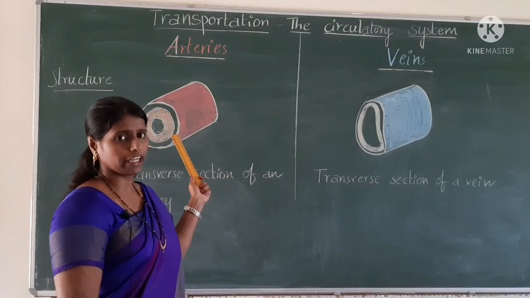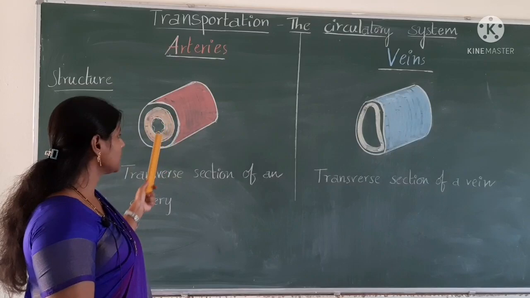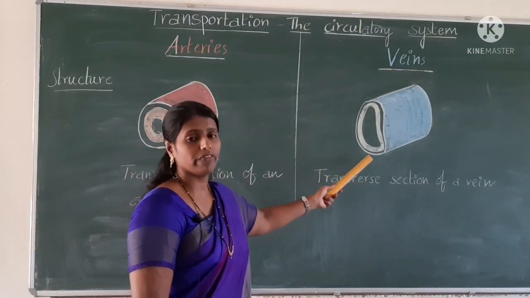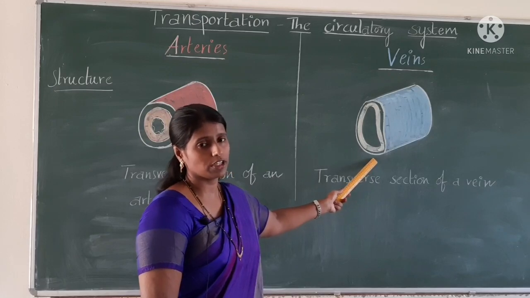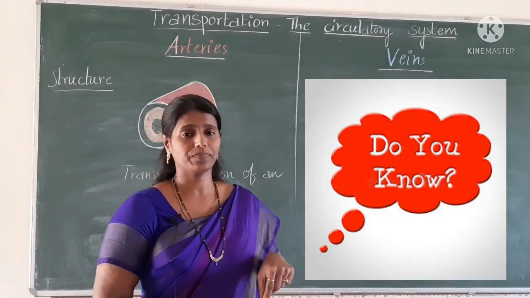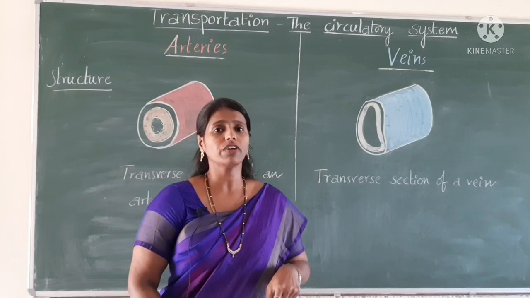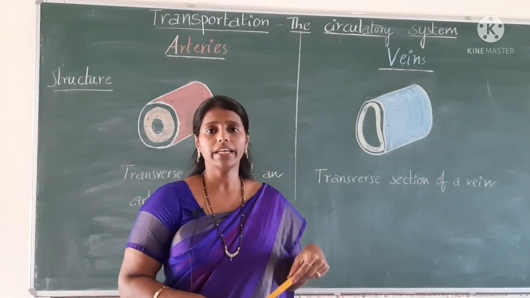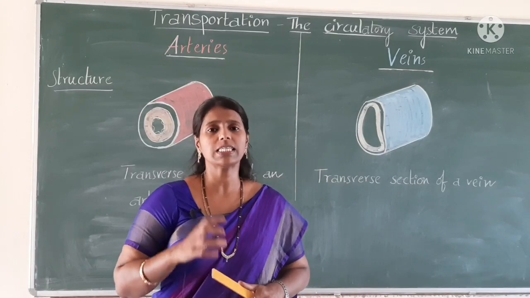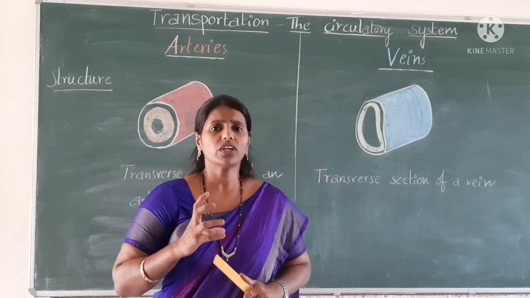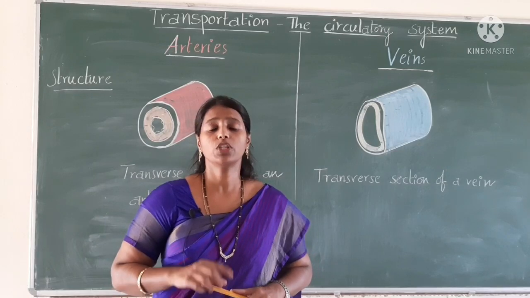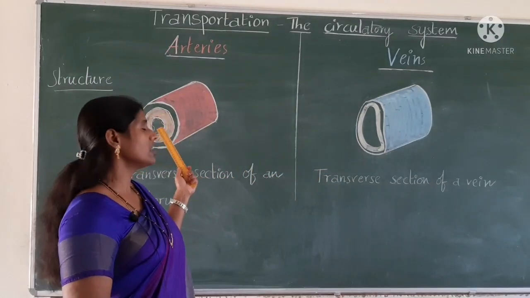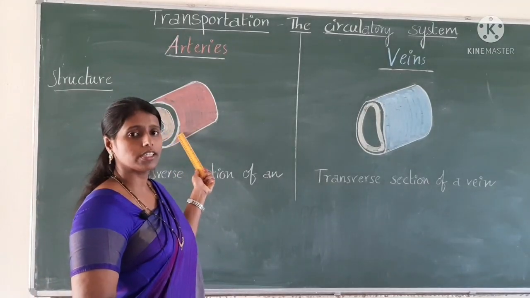Observe the structure carefully. There is a thick muscular wall in the artery. On the other hand, veins have thin muscular walls. Do you know why? The reason for the thickness of arteries is the oxygenated blood from the heart is pumped with a tremendous pressure. To withstand that high pressure, arteries have thick muscular walls.